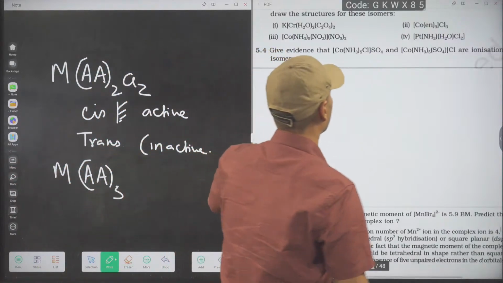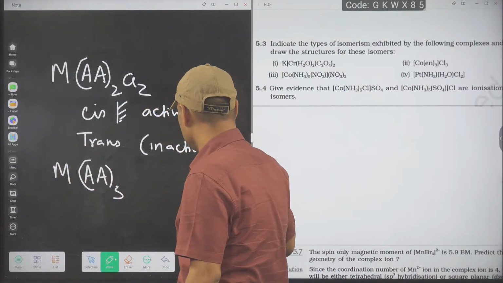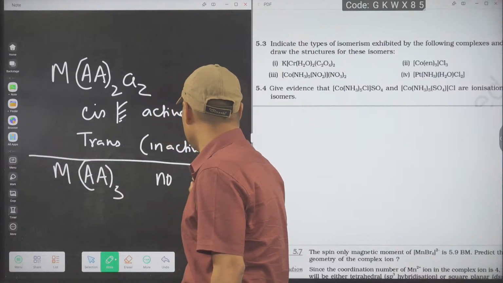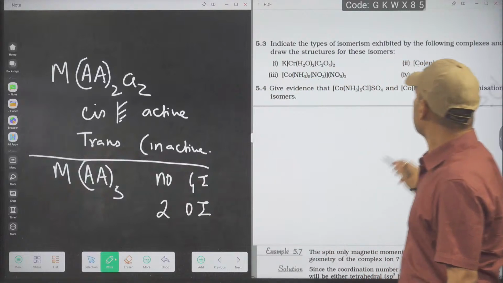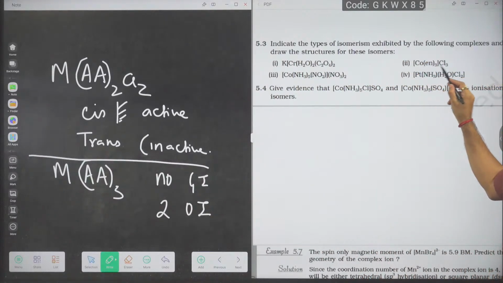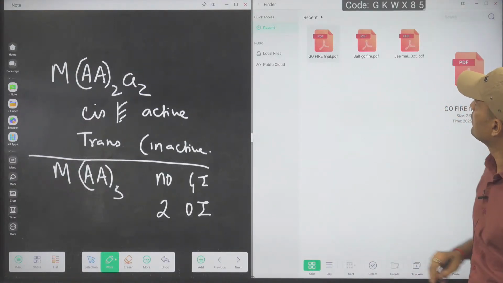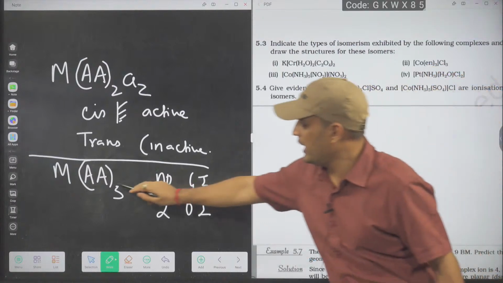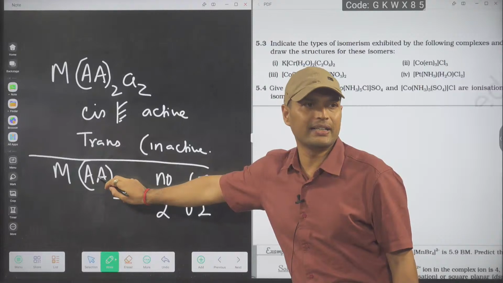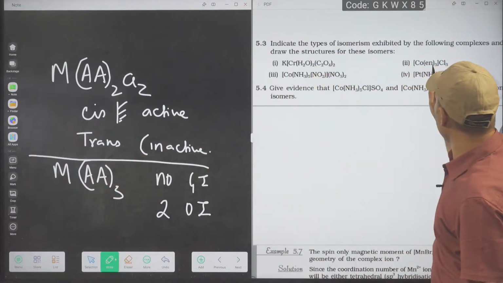Now let's do a question. In the last one you can say no geometrical isomerism, but there are two optical isomers. So now let's see this question. Can you see this? [Co(en)3]Cl3. This compound is looking like what? en is a didentate ligand. So can you see the same thing or not?